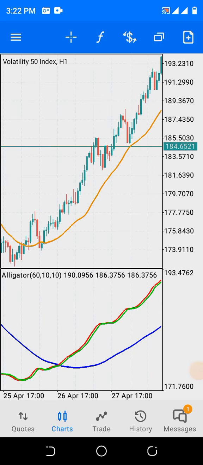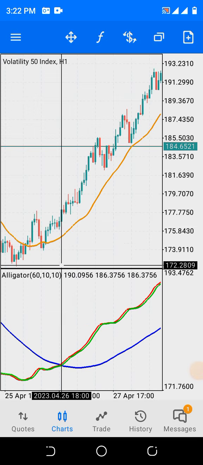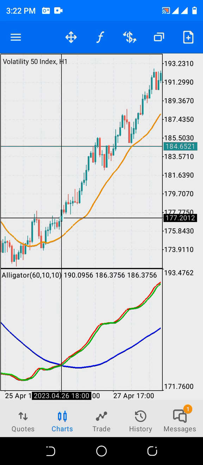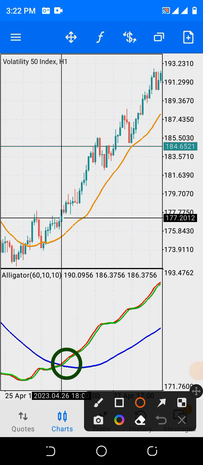Now here is a clear buy entry. See where the red line and green line cross the blue line of the alligator indicator. So you make your buy entry at this point where the crossing occurs. Do you understand? This is where the crossing occurs from the side of the alligator indicator, and this is the candlestick where the crossing occurs. So this is where you need to make your buy entry.